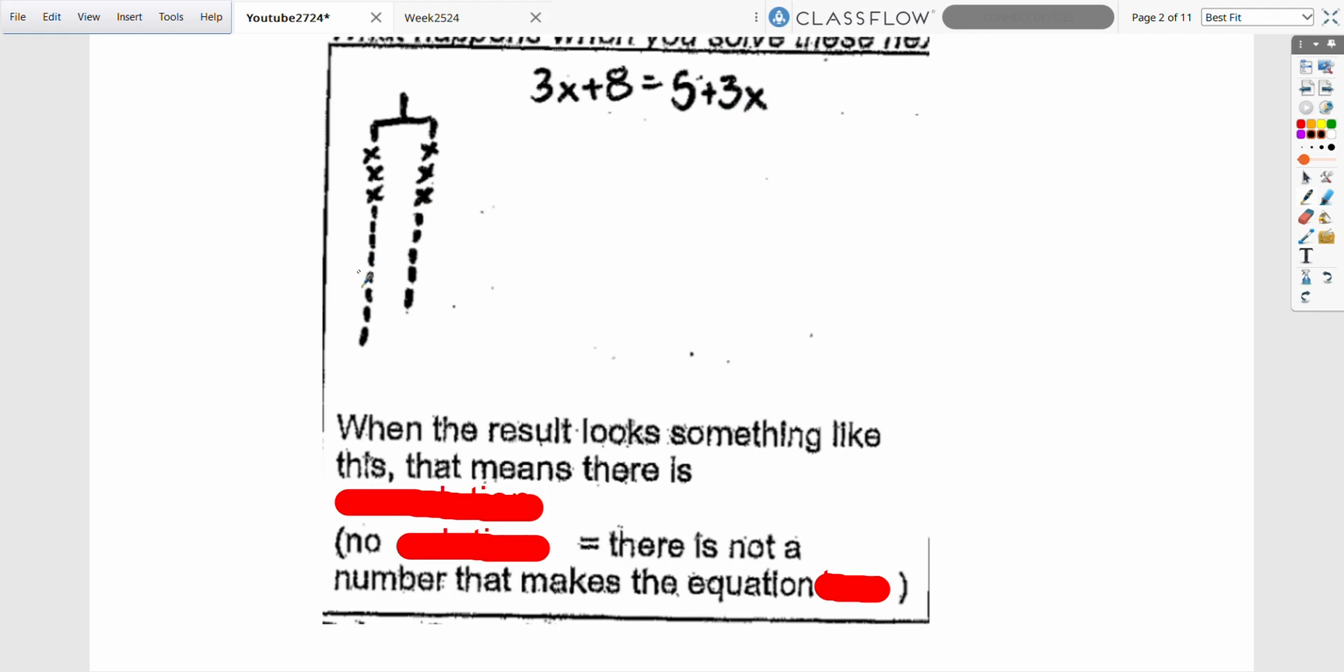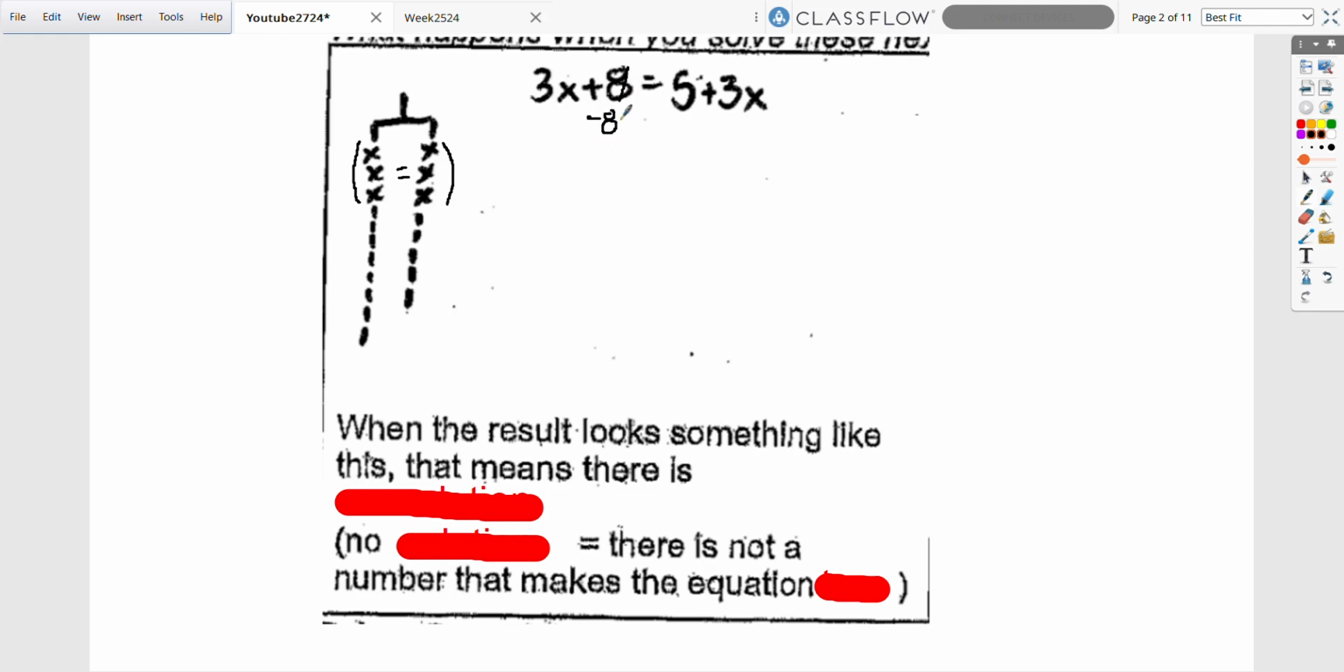Okay, and we can actually even kind of get an idea what's going on here. If we look at this, we have 3x's, and we have 3x's here, right? But then something weird happens. We have 8 on the left side and 5 on the right side. Isn't it kind of weird how we can have 3x's and 8 be literally the same exact thing as 3x's plus 5? Seems kind of weird, right? How are these exactly the same? But let's see what happens when you solve it.